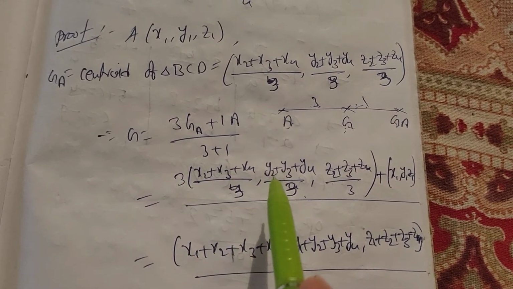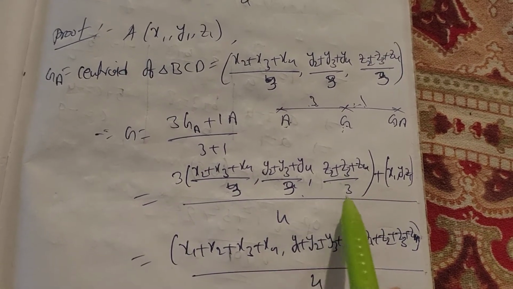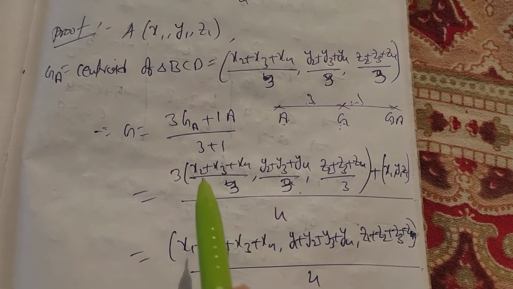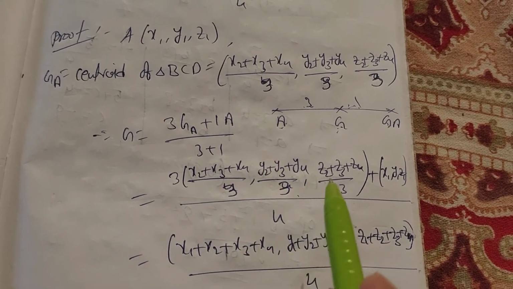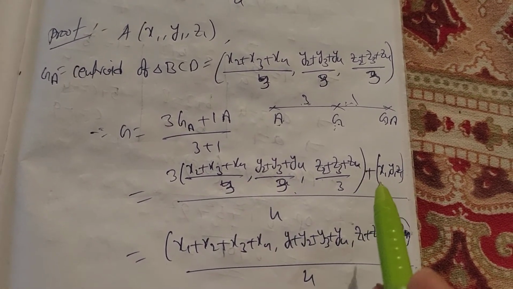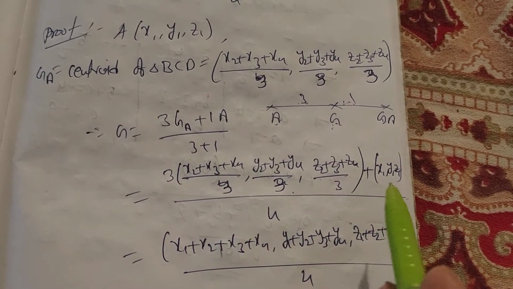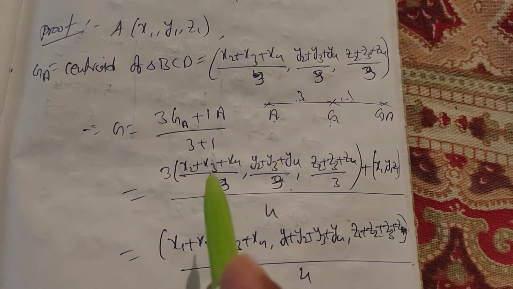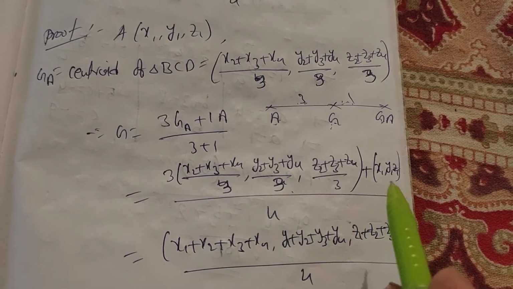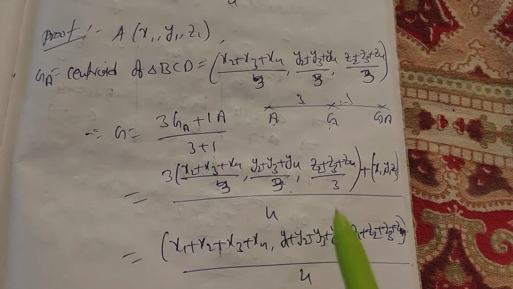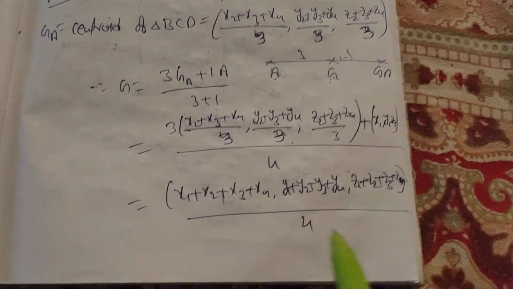Same if you multiply to this coordinate, 3 gets cancelled. If you multiply 3 to this coordinate, 3 gets cancelled. Now we have only x2 plus x3 plus x4, y2 plus y3 plus y4, z2 plus z3 plus z4, plus x1, y1, z1. How do you add this one? Corresponding coordinates. That means x1 plus x2 plus x3 plus x4, that one you write. Next y1 plus y2 plus y3 plus y4, z1 plus z2 plus z3 plus z4, by 4.